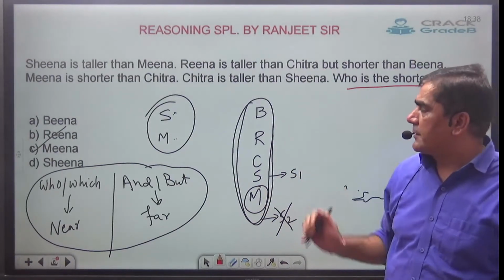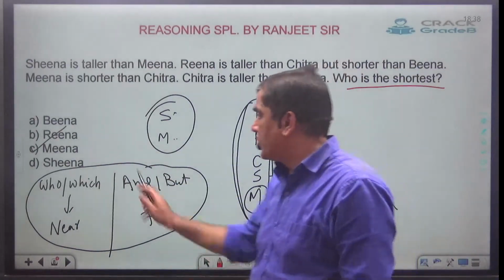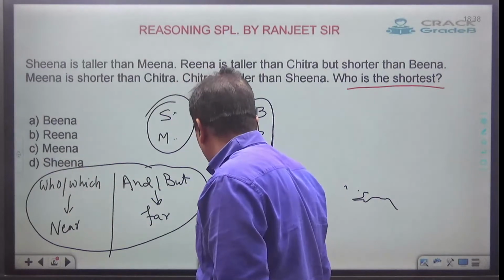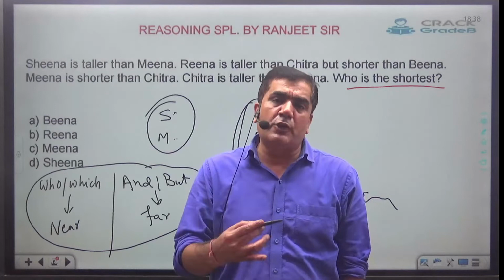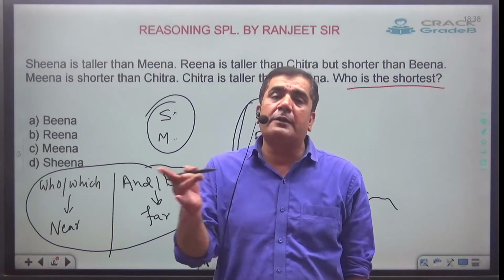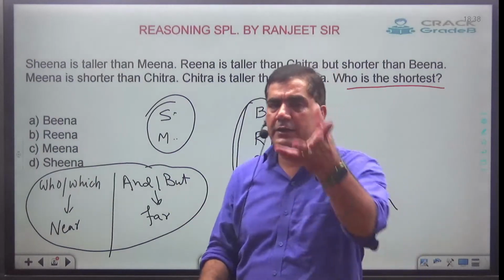Now let's go for the answer. Now here, who is the shortest? And these are the four possible answers. Now my job is what? I will think in the negative direction. Means what? If the examiner is saying who is the shortest, my job is to find out who can't be the shortest. Out of these four, who can't be the shortest? Now let's read the problem.